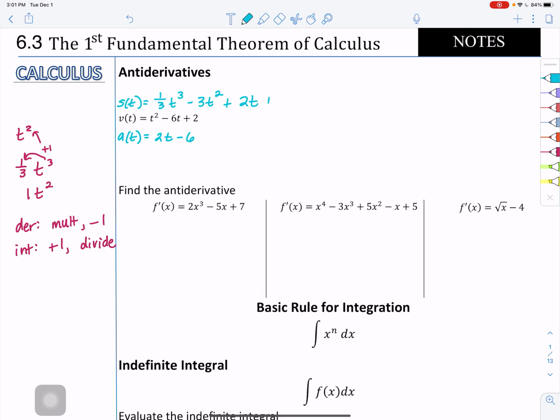But now I have a question for you. Can't there be any constant at the end of this function? Absolutely, because the derivative of a constant is 0. So we're going to call this our constant of integration. So it is a must, and points are always taken off if it's not included.